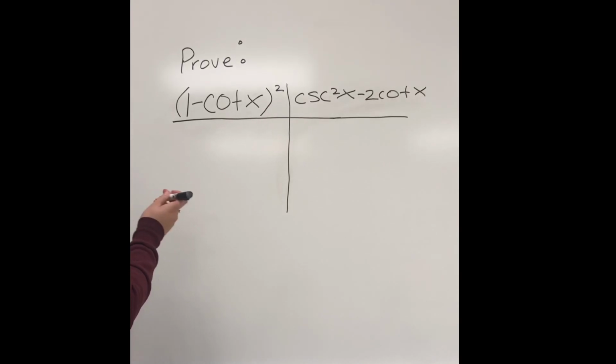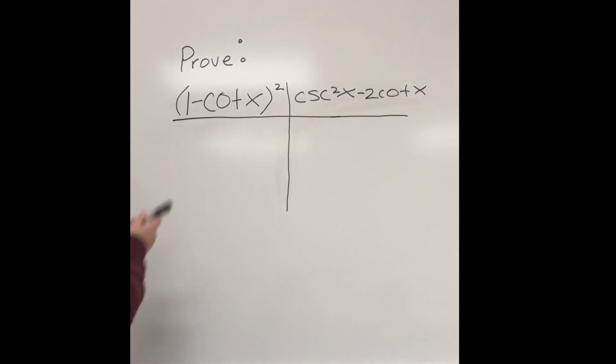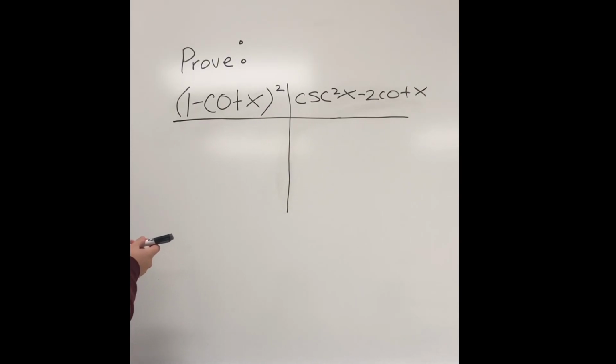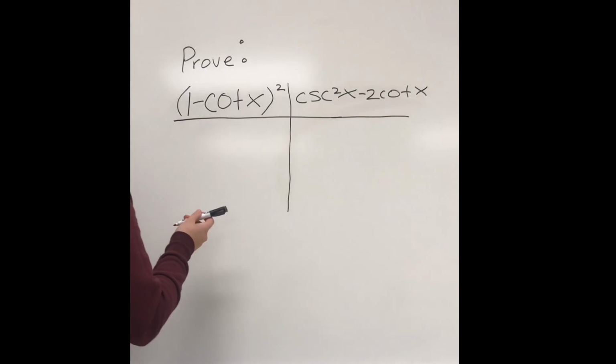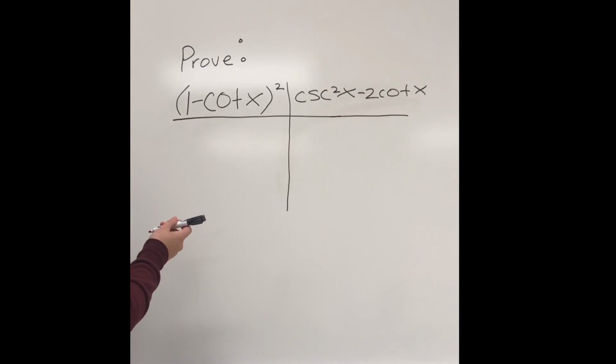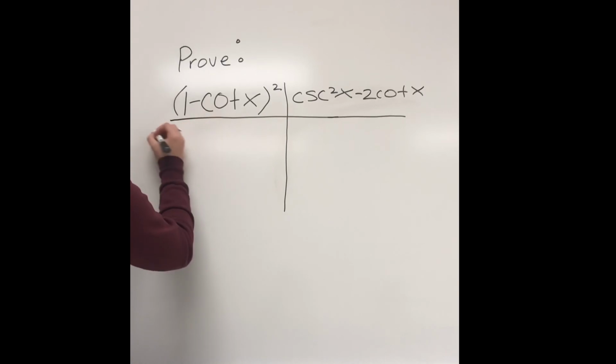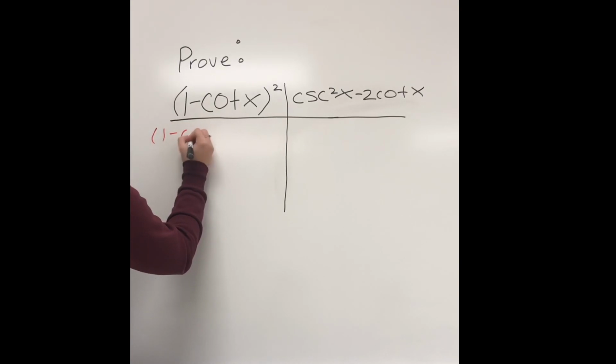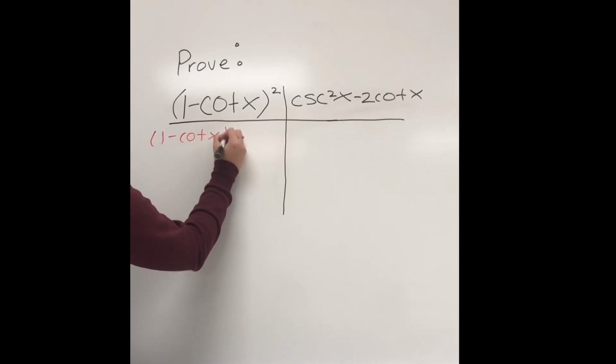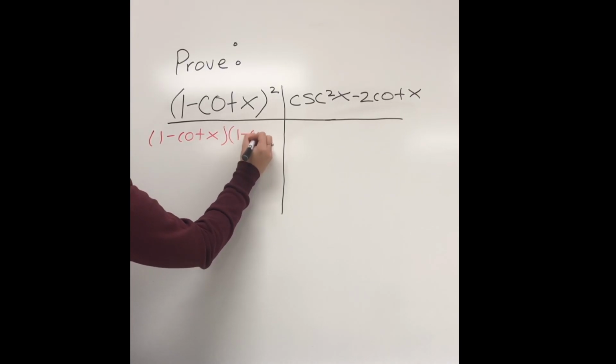In order to get Jack back, I have to prove 1 minus cotangent x to the second equals cosecant squared x minus 2 cotangent x. So we're going to rewrite this as 1 minus cotangent x multiplied by 1 minus cotangent x.